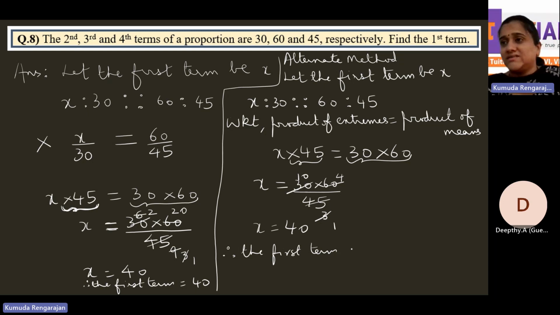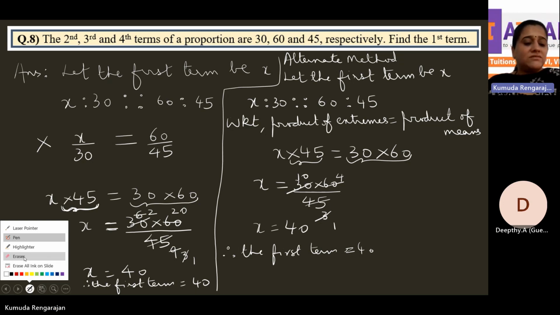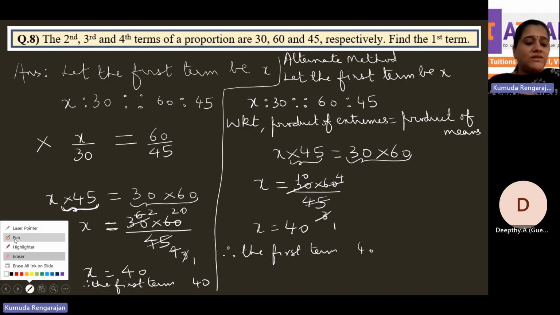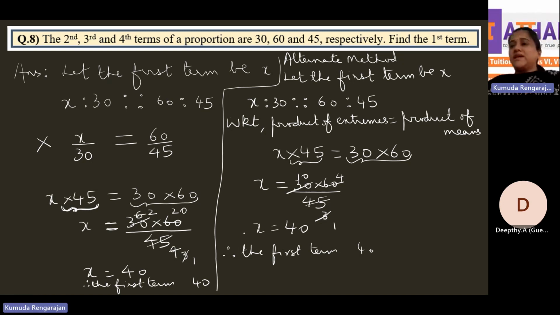Right hand side. First term is 40. Right hand side. Left hand side. Equal to sign. On the left side of the equal to sign is the left hand side. On the right side of the equal to sign is the right hand side.